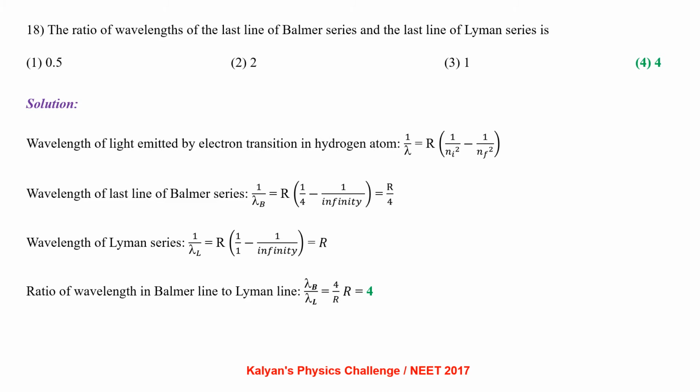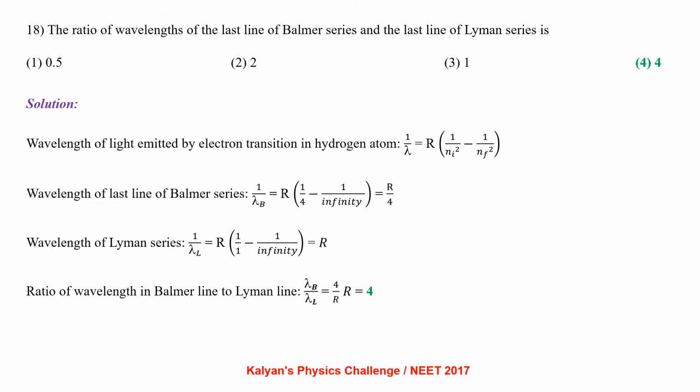The ratio of wavelengths of the last line of Balmer series and the last line of Lyman series is? The wavelength of light emitted by electron transition in a hydrogen atom is given by the formula 1 by lambda equal to R (1 by n initial square minus 1 by n final square), where R is the Rydberg constant. For Balmer series, the electron has to jump from a higher energy orbit to n equal to 2. Since it is the series limit of Balmer series, the electron should be coming from infinity. So we get 1 by lambda Balmer equal to R by 4.